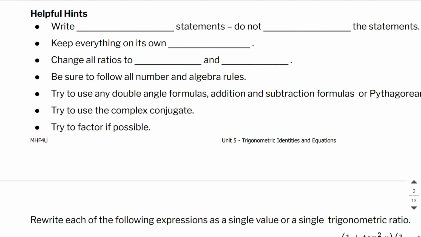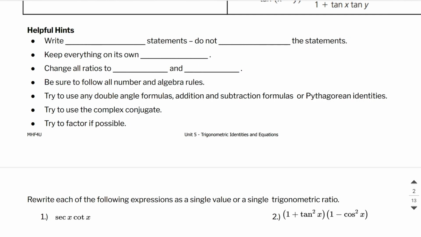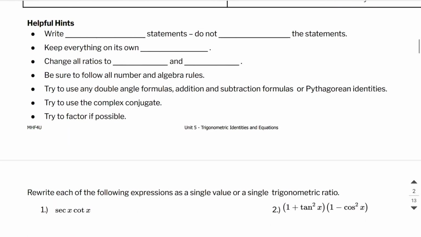And here are some helpful hints that I'm always going to bring you back to when we do trig identities. Later on in this unit, I'm going to bring you back to this page quite often once you understand what the double angle formulas and the addition and subtraction formulas are, and we'll use those throughout this unit. Okay, so anyways, the first thing that you need to make sure you always do is write equivalent statements. You cannot change the statements. And also you have to keep everything on its own side.